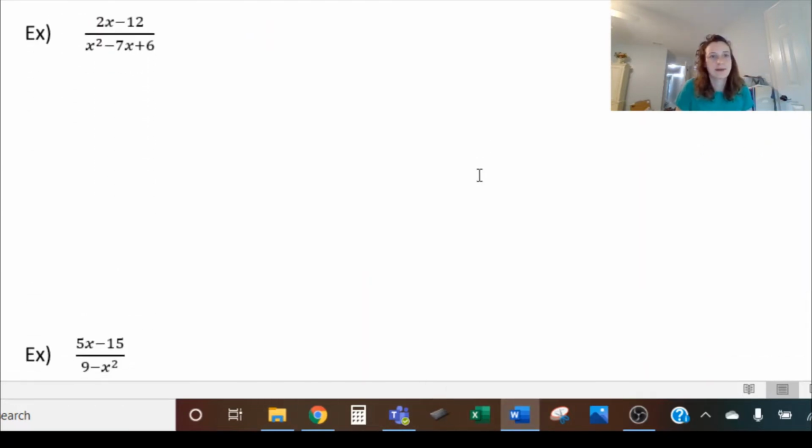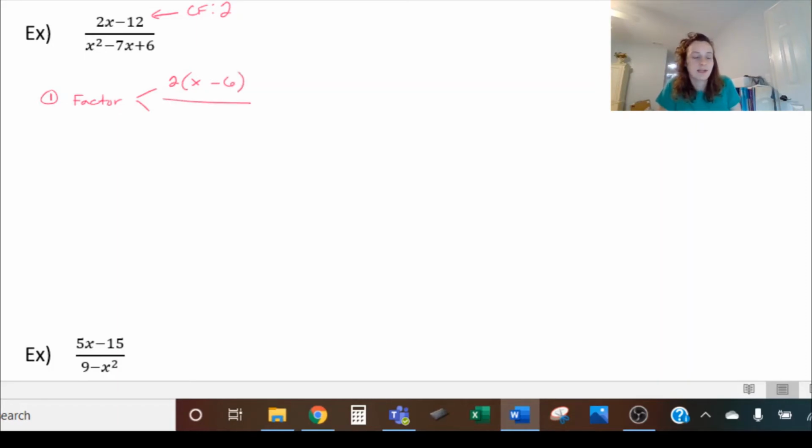All right, 2x minus 12 times x squared, divided by x squared minus 7x plus 6. Again, step 1 is going to be to factor. In this case, we're going to be able to factor both pieces. Notice here, what is your common factor? Your common factor in the numerator is going to be 2, because I could take 2 out of 2x, and I'll be left with an x, minus 12 divided by 2 is 6.